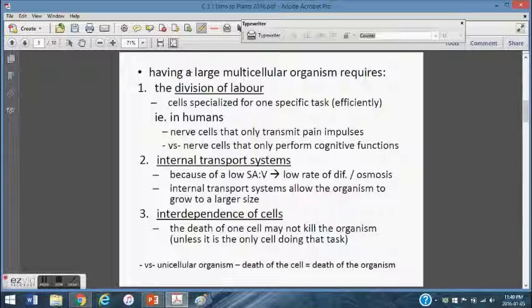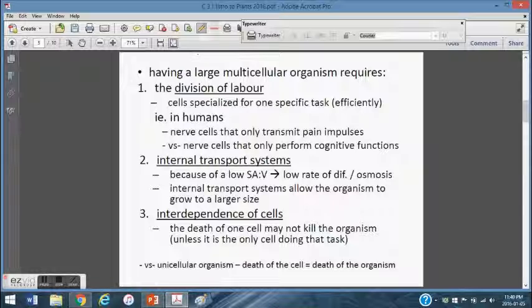You have nerve cells that end just about everywhere, in all skin surfaces of the body, that can only transmit pain impulses. There's other types of nerve cells, I haven't written them down here, but they would only transmit pressure. Others that only deal with temperature. And we've got other nerve cells that are located in your brain that only perform cognitive functions. Okay? So definitely a division of labor.